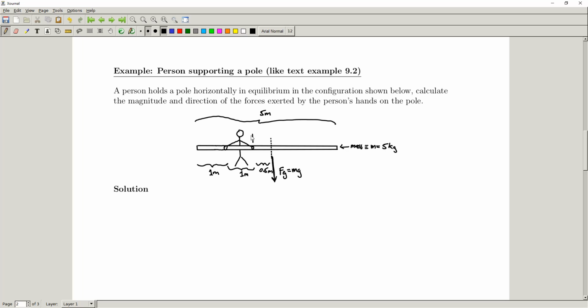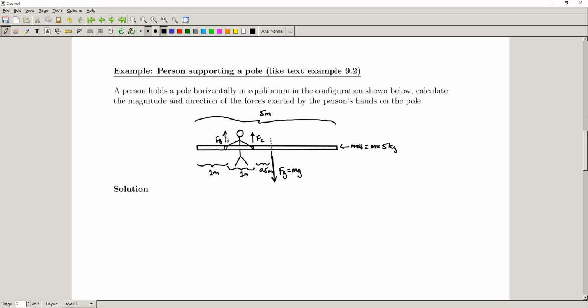So I'm going to make a guess here. I'm going to call this one FC for a reason that we'll see in a second. So this is the force of the person's left hand if we imagine they're facing us. And I'm going to call this FB. I'm going to assume they're both upward. We're going to find that we're wrong in that assumption later on, but that's fine. We're going to see how it all works itself out.